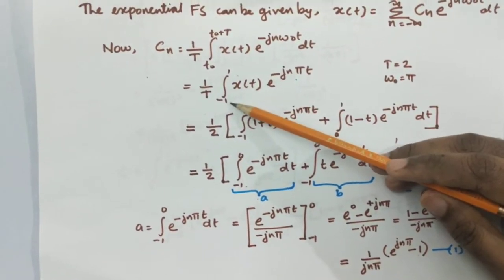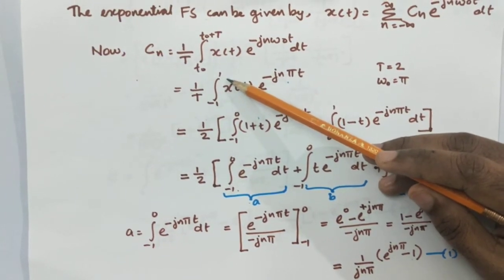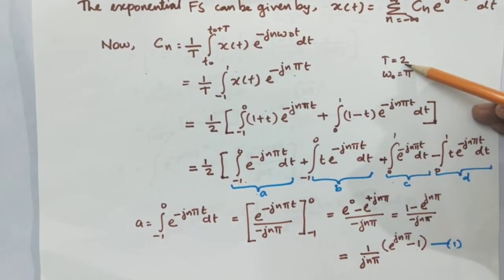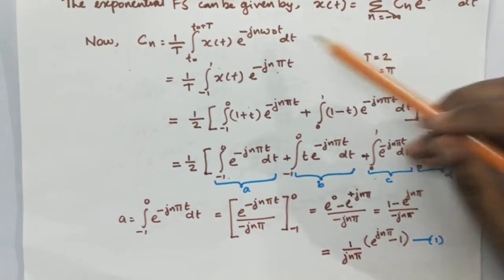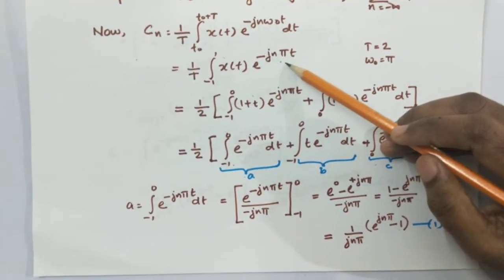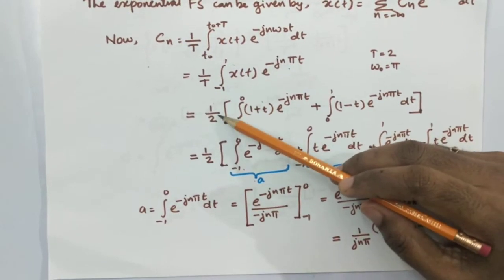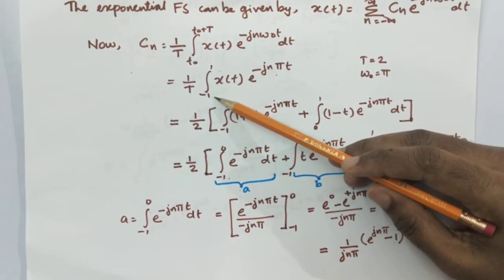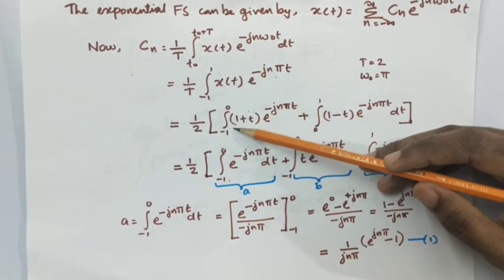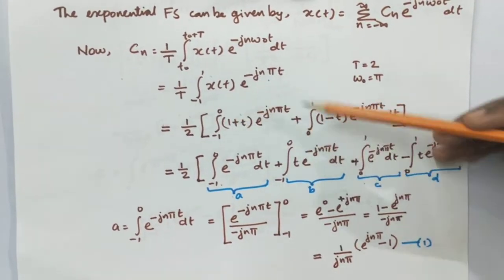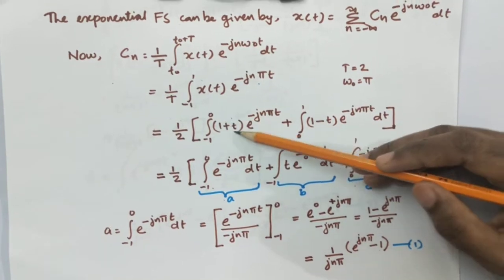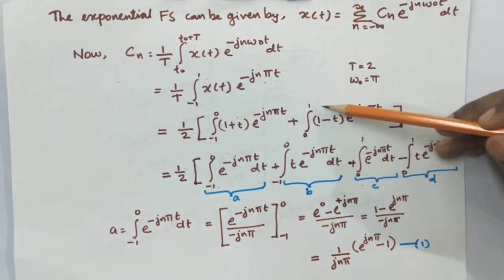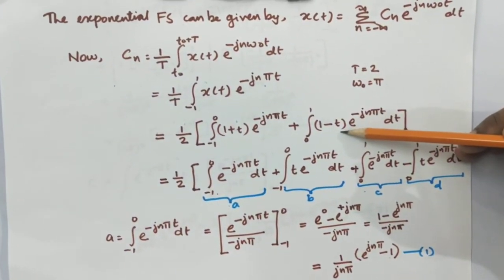So the integral is from -1 to 1. And we have the time period is equal to 2 and omega 0 equal to pi. So substituting omega 0 as pi and time period equal to 2, and the integral is -1 to 1. So we are splitting that, -1 to 0 and 0 to 1. So the equation we have -1 to 0 as 1 plus t and 0 to 1 as 1 minus t.